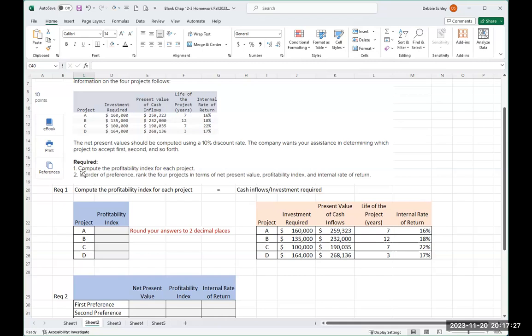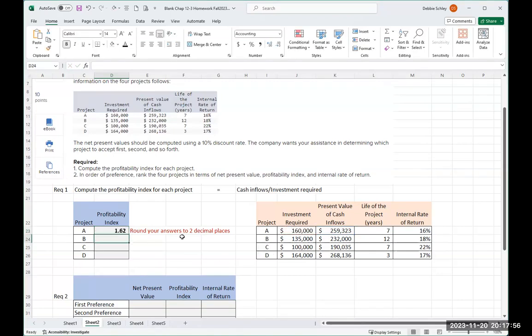But first, required 1. All we're going to do is compute the profitability index for each project. The definition of profitability index, or the formula, however you want to state that, is the cash inflows divided by the investment required. So for A, that will be the present value of cash inflows divided by the investment required.